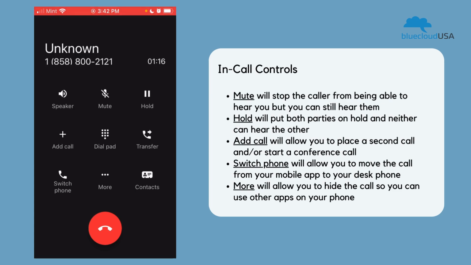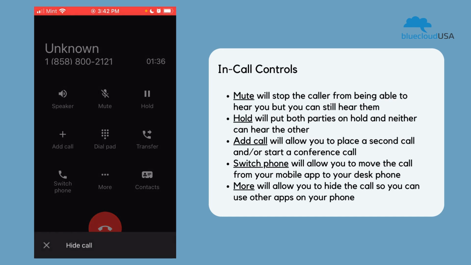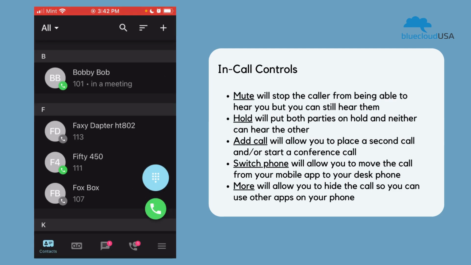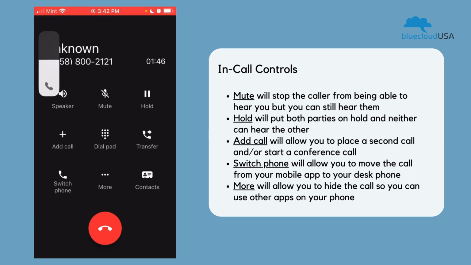And in the bottom left, you'll see the switch phone icon. If you have a desk phone, you can press this icon to go back and forth between your desk phone and the mobile phone. Next over, you'll see the More button. If you press the More button, you'll be able to press Hide this call. It will minimize the call so that you can work on other parts of your phone as needed. When you want to return to the call, you'll press the green call icon in the bottom right, and it'll take you back to the in-call controls. And when you're ready to end the call, simply press the red button.